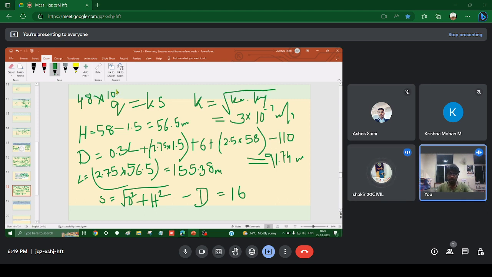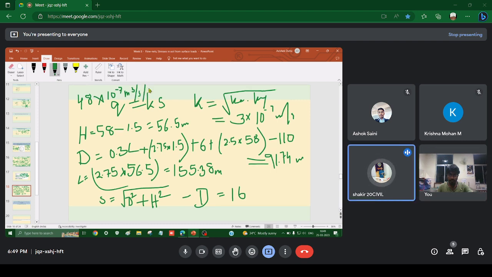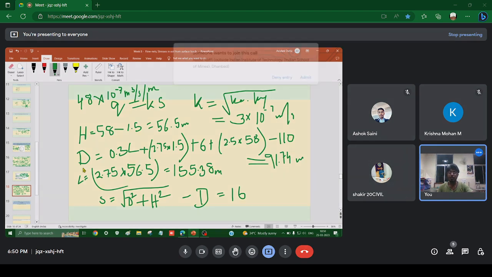10 to the power minus 7. Here I am considering meter cube per second, meter cube per second per meter width, because I am not considering the volume specifically. It is 48 into 10 to the power minus 7. Is this clear? This is just the methodology of the sum. You just check any standard textbook to see the derivation of this formula.